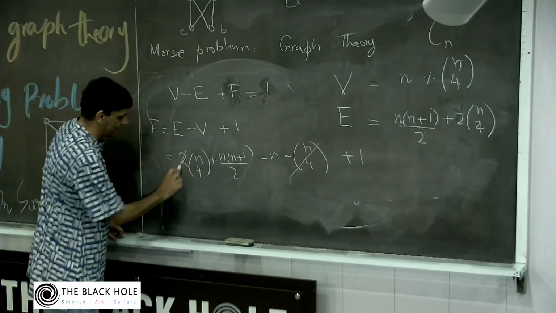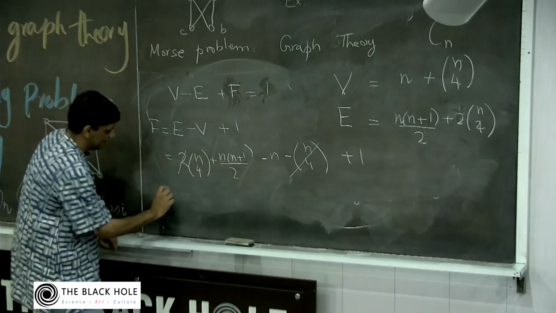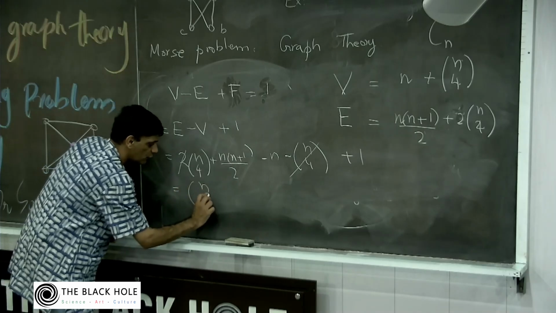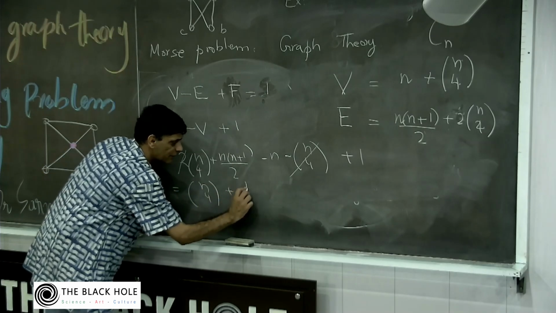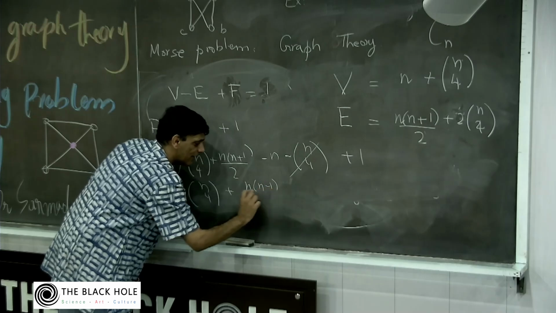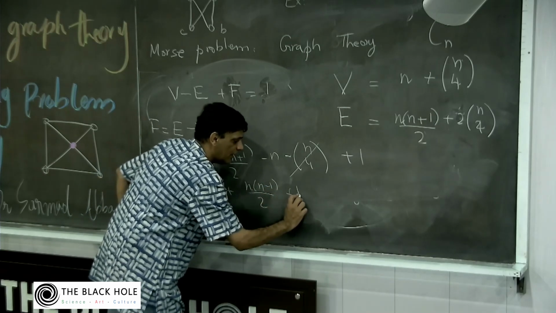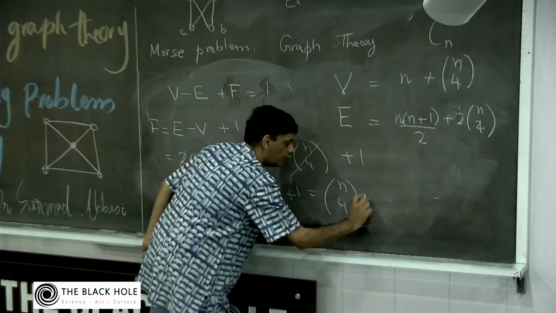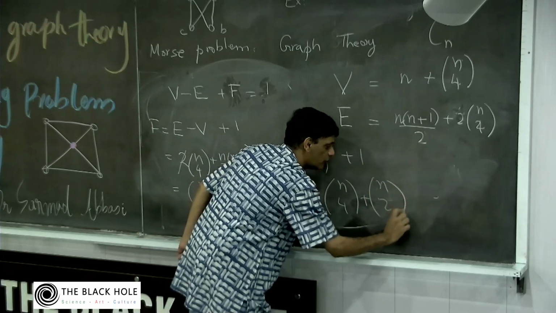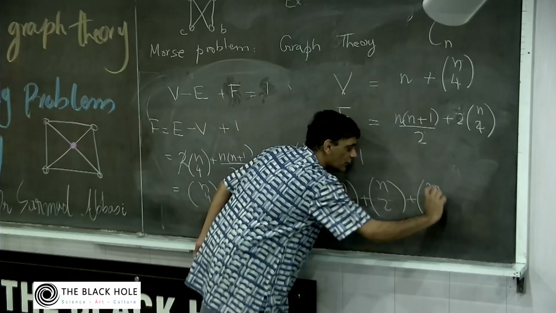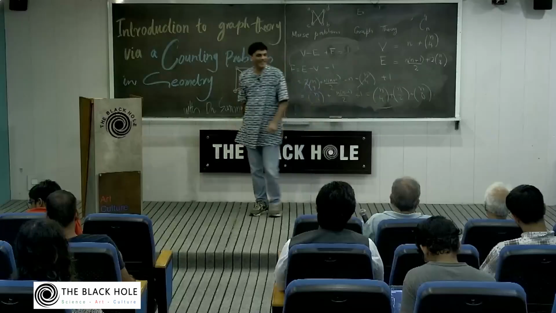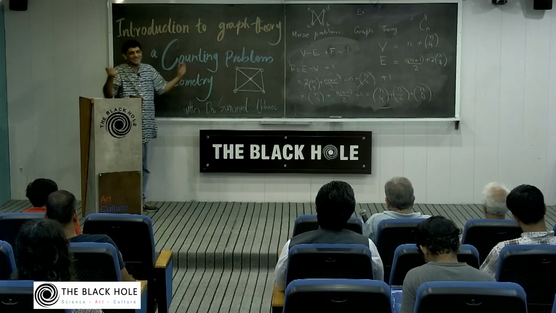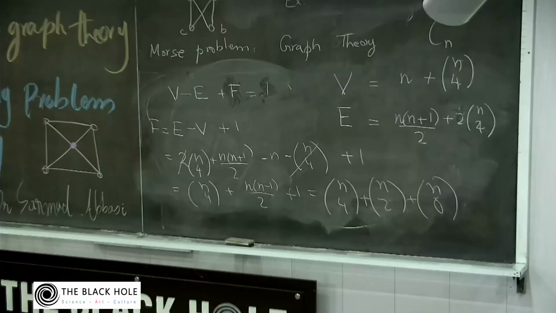So this cancels, and this is n choose 4, and if you do a little bit of algebra, this is n times n minus 1 over 2 plus 1, and you can nicely write it as n choose 4 plus n choose 2 plus n choose 0. So that's the answer to Moore's problem. It's a polynomial.